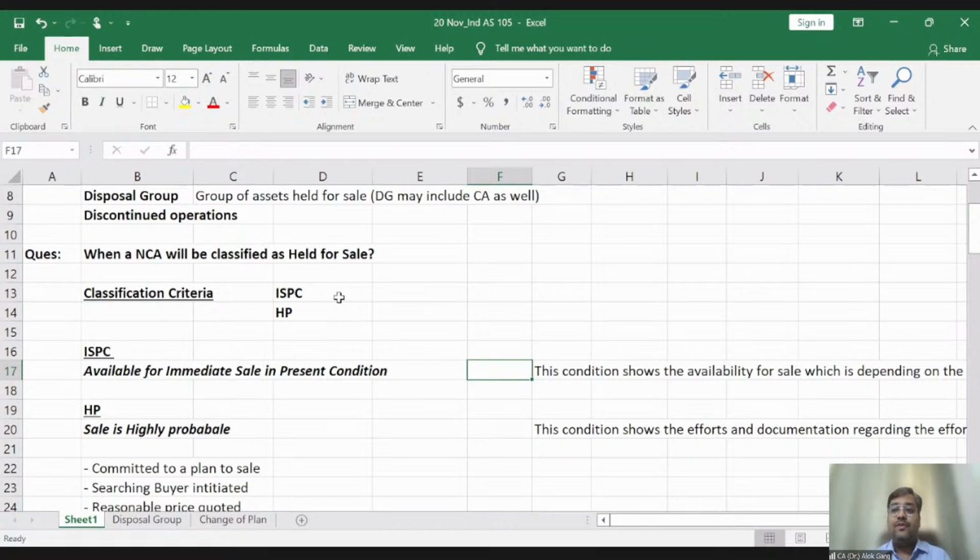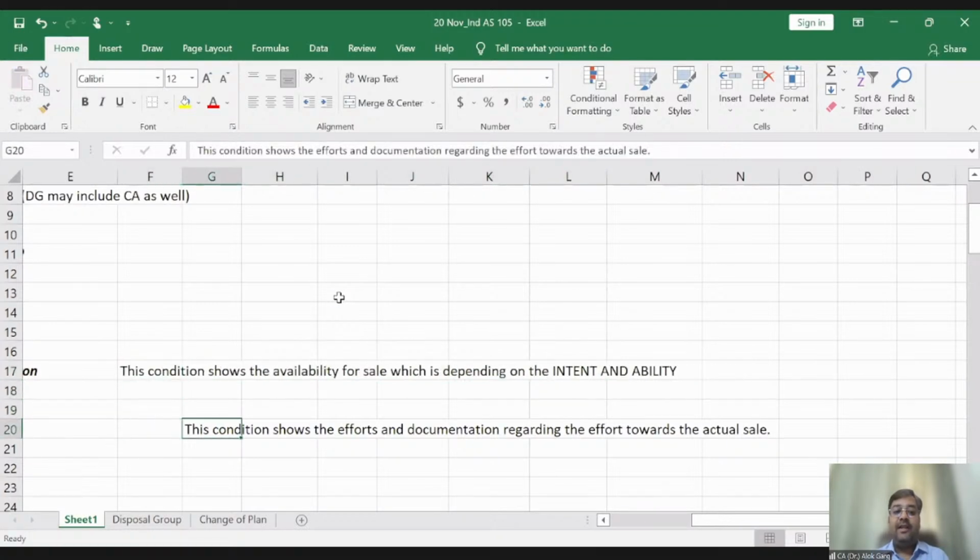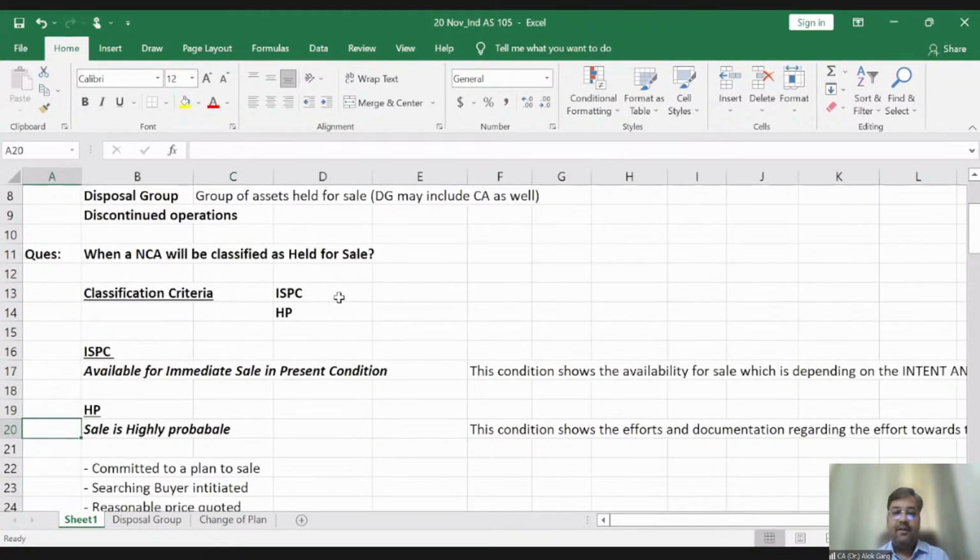This condition shows the availability of the asset for sale. Right? Clear? This availability depends on the intention and ability. Intention and ability, right? We talked about this. And the second condition: sale is highly probable.